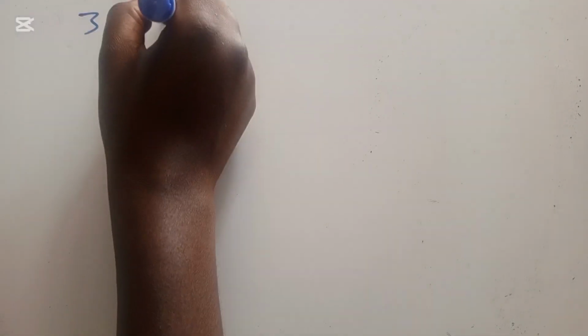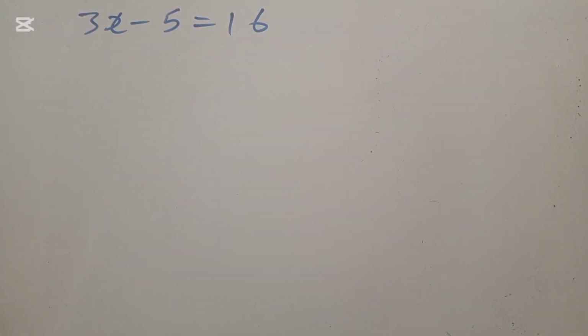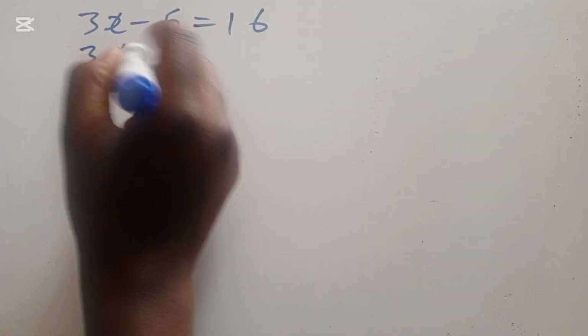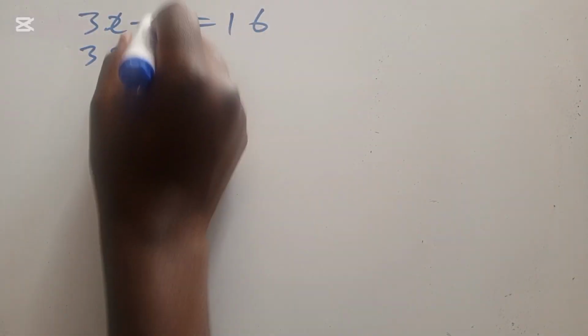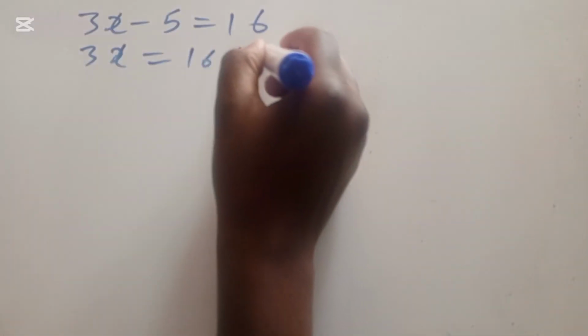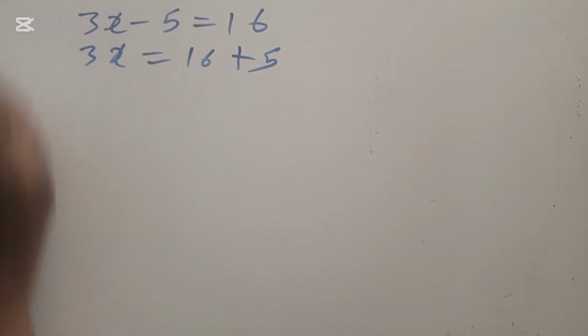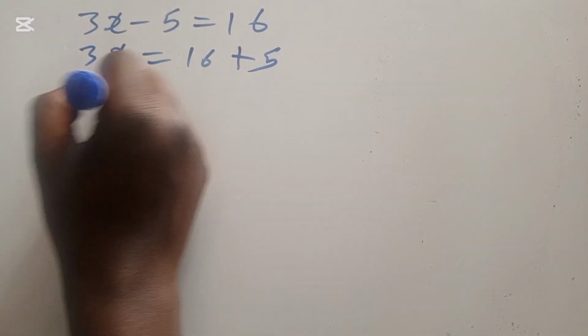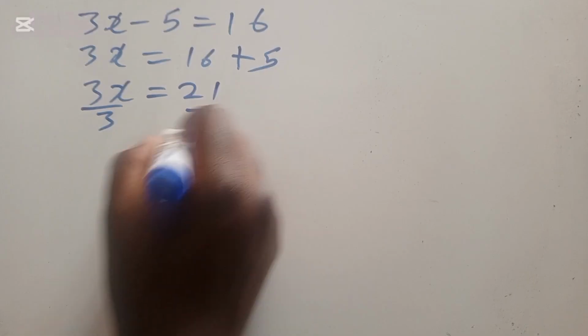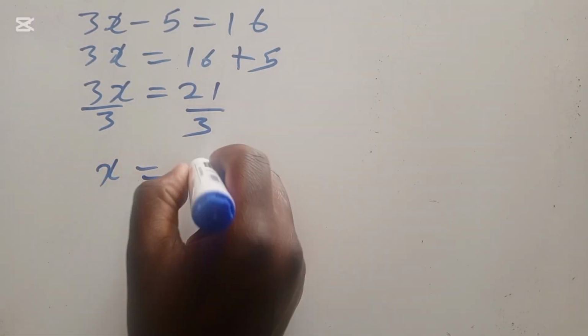Question 26 is similar to what we have done earlier. So 3x minus 5 equals 16. The first method, the obvious method, is to take the 5 to the other side. If it was minus, it becomes addition. And so you have 3x is equal to 21. Divide by 3 by 3, x is equal to 7.